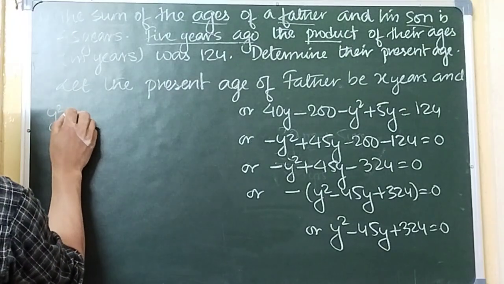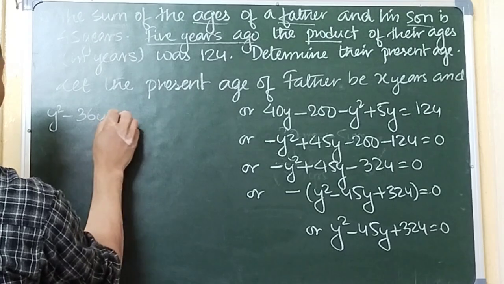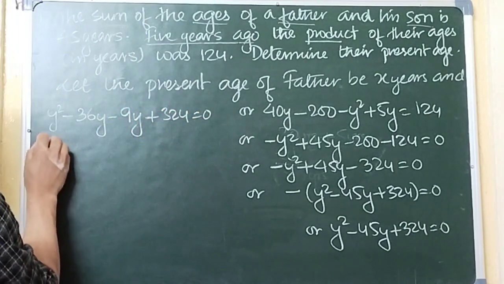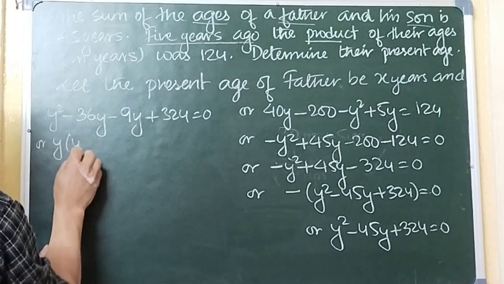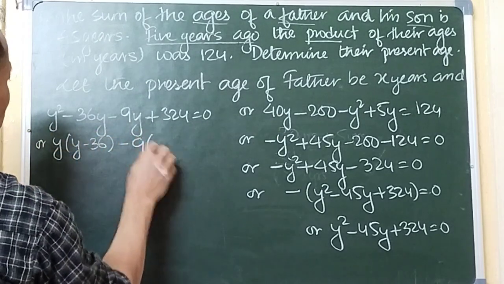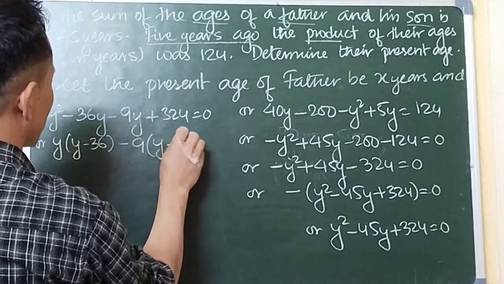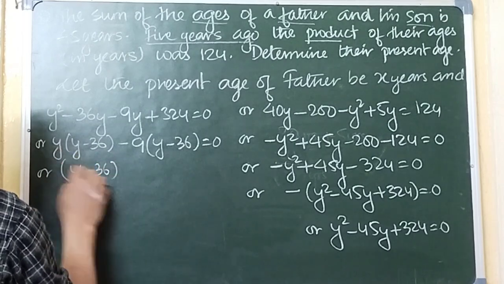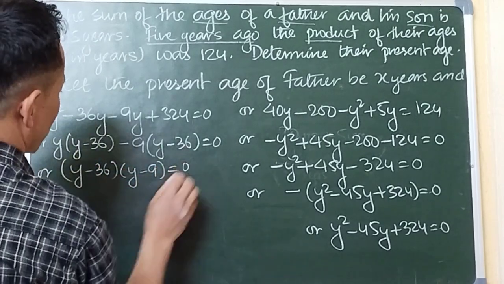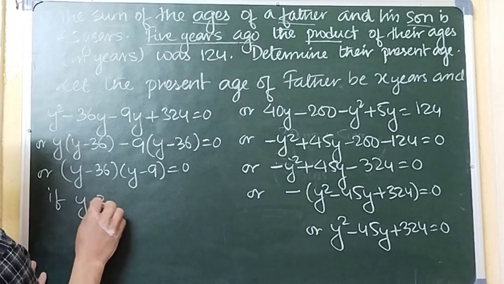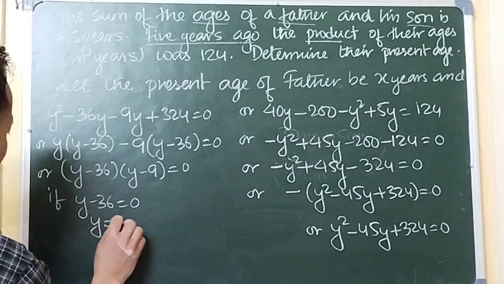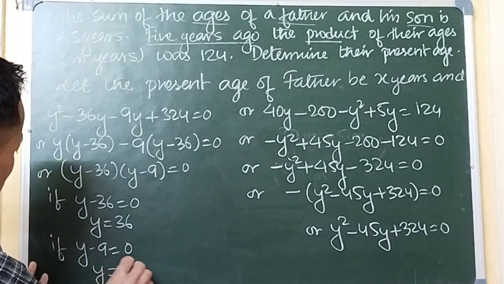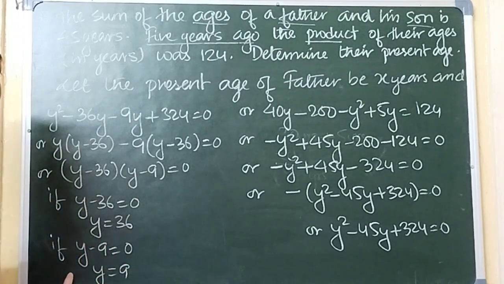So using the method of factorization, we will get y square minus 36y minus 9y plus 324 equals 0. If you take out the common from the first two terms, this becomes y minus 36, and minus 9 is common. This becomes (y minus 36)(y minus 9) equals 0. If you take y minus 36 equals 0, then y will be equal to 36, and if you take y minus 9 equals 0, then you get y equals 9. So we have obtained the value of y here.